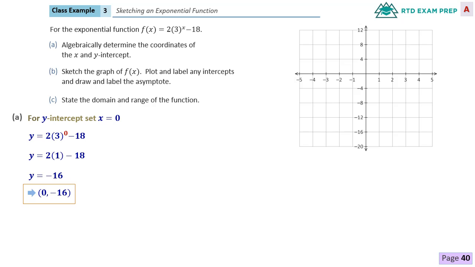It is important to pay attention to our second step. After we have replaced x with 0, we have y equals 2 times 3 to the 0 minus 18. Recall that exponent of 0 does not apply to the 2. Also recall that in our order of operations, we have to evaluate an exponent prior to a multiplication. So the first thing we evaluate is 3 to the 0 is 1. Then we multiply by the 2. This gives us 2 minus 18, so a y-intercept of -16.